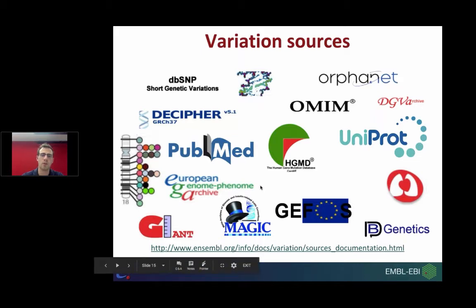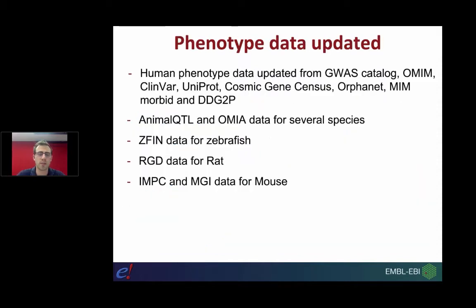So obviously, when new versions of these databases are released, Ensembl will continuously import the most up-to-date version of their database with the new release. Some of the updates for Ensembl 91 include an update in the human phenotype data from a number of different databases, including the GWAS catalog, OMIM, ClinVar, UniProt, the Cosmic Gene Census, OrphanNet, MimMorbid, and DDG2P.